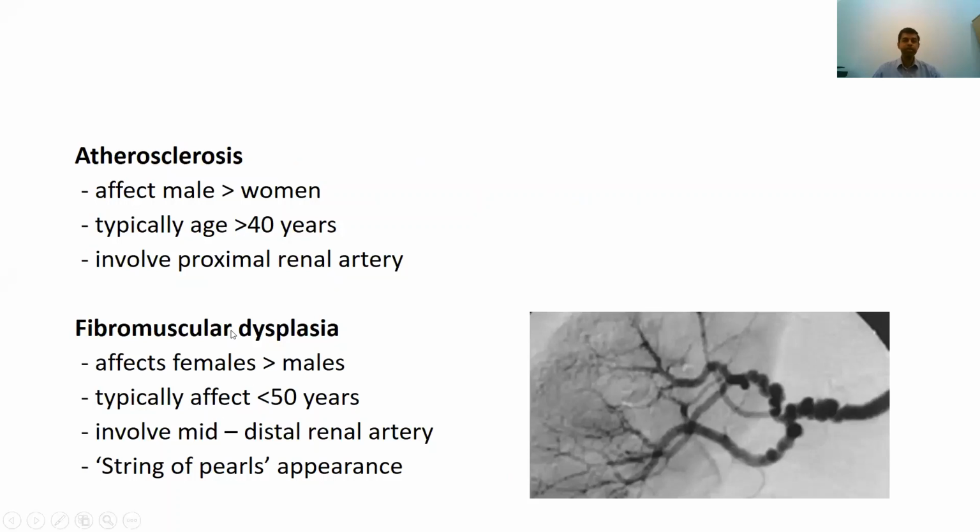However, fibromuscular dysplasia is a completely different entity where you commonly see it among females who are young, around 40, 50. That's the time you start seeing fibromuscular dysplasia. Generally that affects the mid to distal part of the renal artery. If you do an angiogram, they have this characteristic appearance called the string of pearls appearance. You can see here, this is the renal artery, and you can see this appearance which is called a string of pearls, like multiple pearls. Those are multiple aneurysmal segments that you see, which is typical of fibromuscular dysplasia.